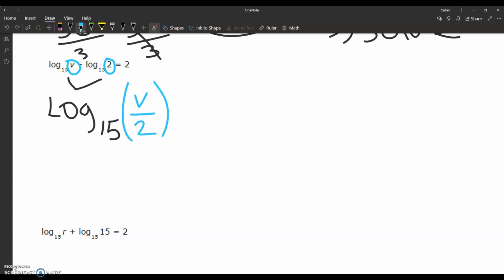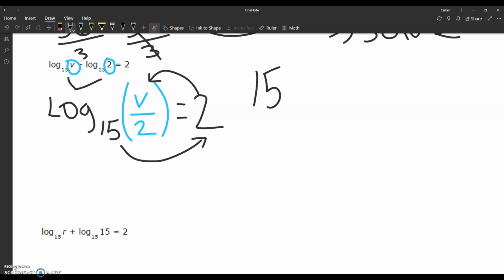So inside my parentheses for this log, I have v over 2. And it's still equal to 2 over there. So now what I'm going to do is rewrite this in its exponential form, which is the second step. So I'm going to do 15 to the second power, and then set it equal to v over 2. So 15 squared equals v over 2.